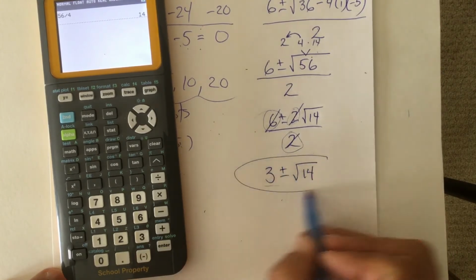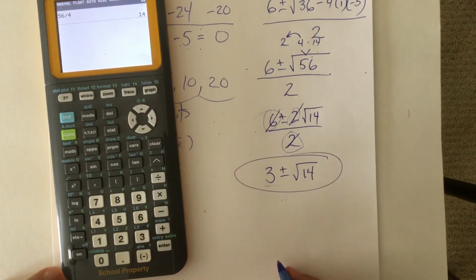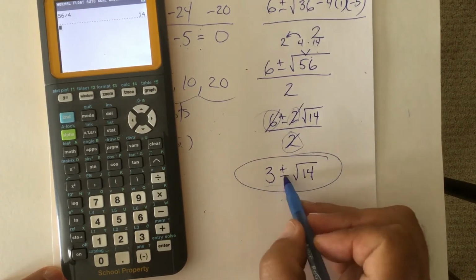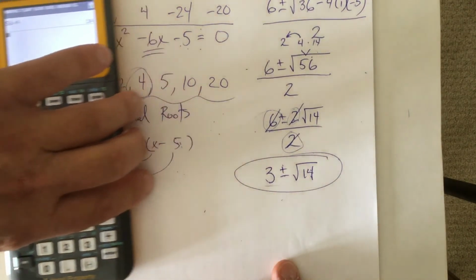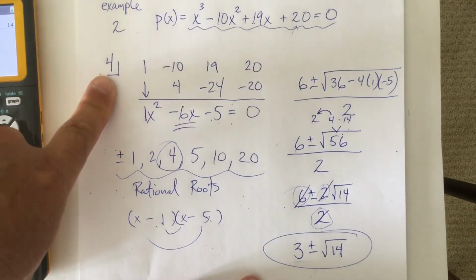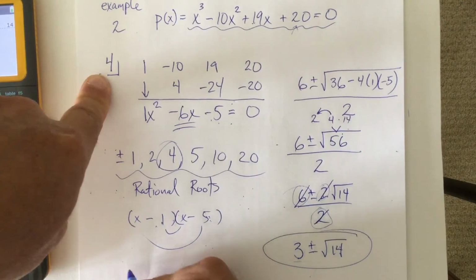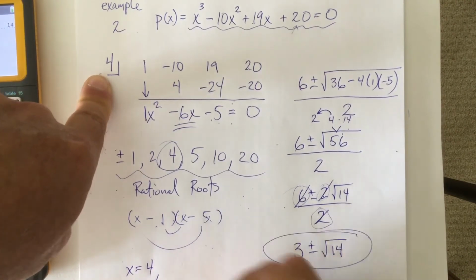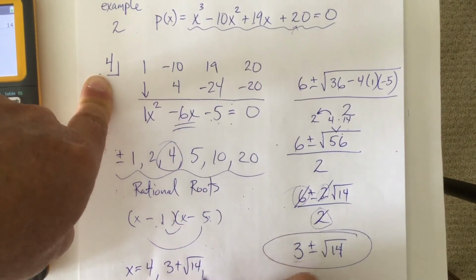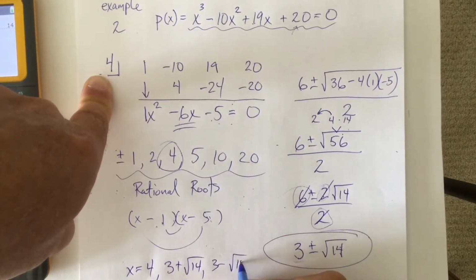So here are my other 2 answers. 3 plus that is one of my answers. 3 minus that is the other answer. Now, how many answers do I have total? 3. There's one of them. X equals 4 is where it crossed. 3 plus rad 14 is where it crossed. 3 minus rad 14 is where it crossed.